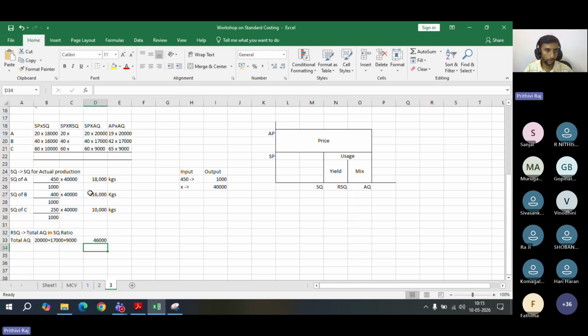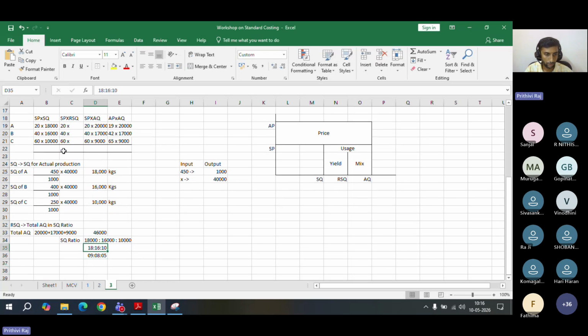What is my SQ ratio? I already calculated my SQ here, right? 18,000, 16,000, 10,000. The SQ ratio is 18,000 is to 16,000 is to 10,000. 18 is to 16 is to 10. Or if it's further divided by 2, 9 is to 8 is to 5.